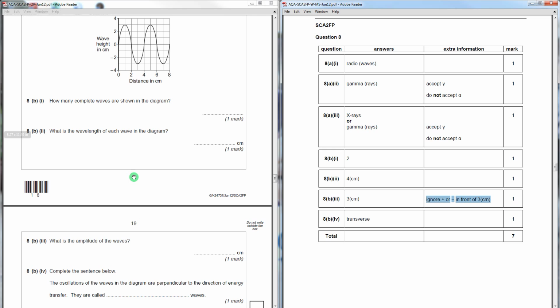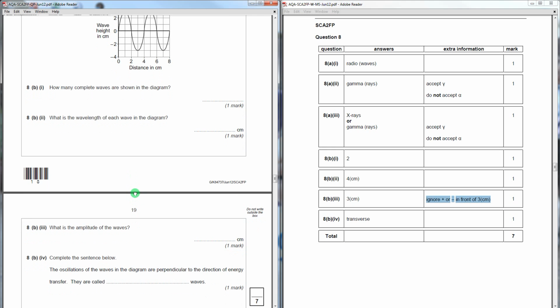And then finally you have to remember the difference between longitudinal and transverse waves. Here it says the oscillation of the waves in the diagram, so that's the direction that the water's actually moving in, which is up and down, are perpendicular to the direction of energy transfer. So the energy is being transferred along the surface of the water. You get a wave where there's perpendicular in the description, that will be a transverse wave.